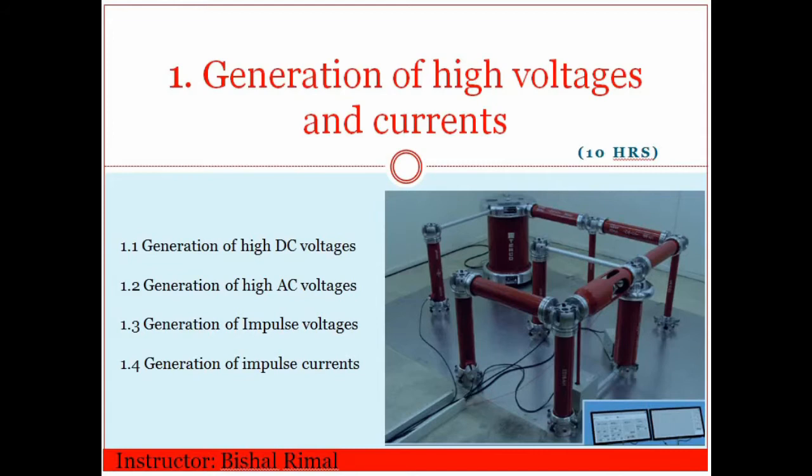For this purpose, we first need to generate the high voltage, then we should be able to measure that high voltage, then we must test those generated high voltages on the electrical equipment. The generated high voltage might be high voltage DC or high voltage AC, or it might be impulse voltage. Similarly, here we will discuss generation of impulse current also. Okay, let's move into the content.